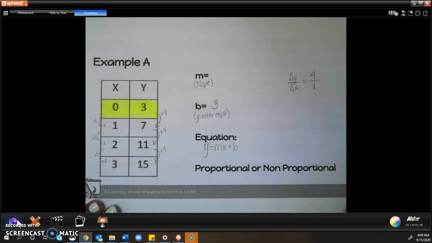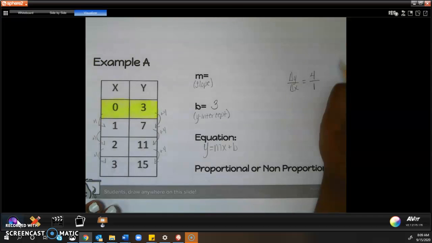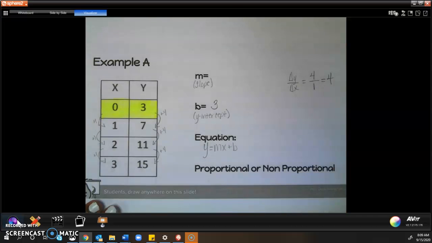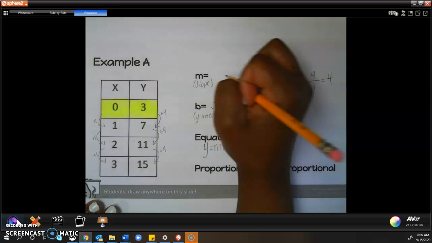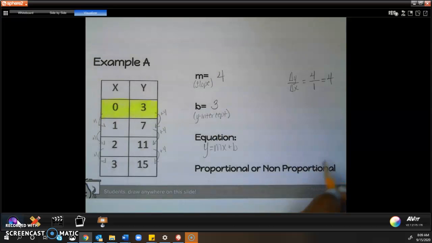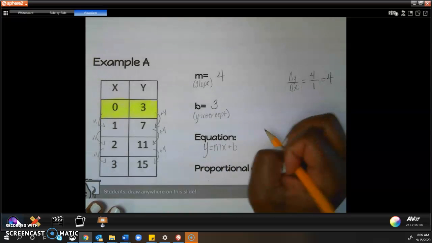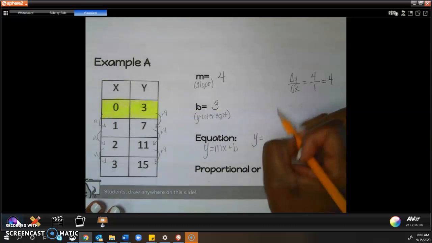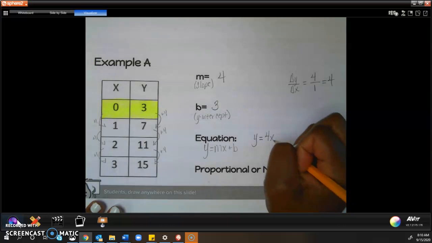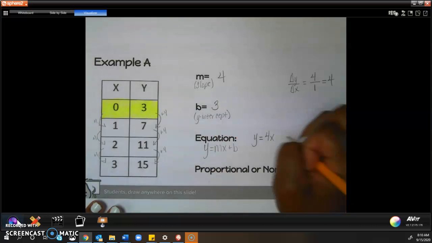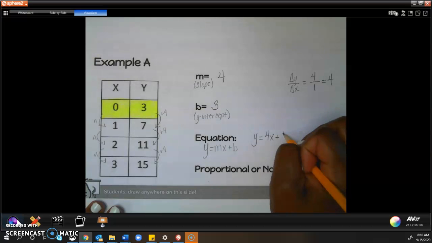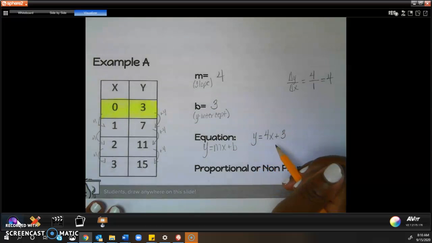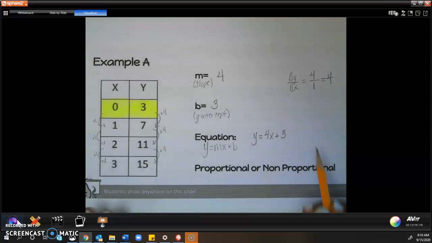I want this in its simplest form. And 4 over 1 in its simplest form is 4, because 4 divided by 1 is 4. So my slope is 4. Now I'm going to write my equation. My equation is in the form of y equals mx plus b. So I must have y equals. My m is 4, so I'm going to substitute the 4x, plus my y-intercept, which is 3. So instead of b, I'm going to put 3. So my equation is y equals 4x plus 3. Here's my m, here's my b.